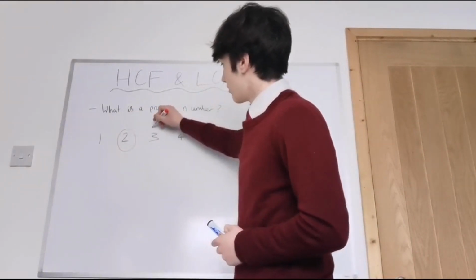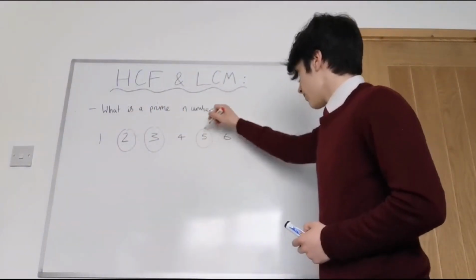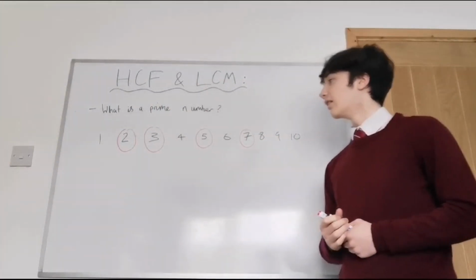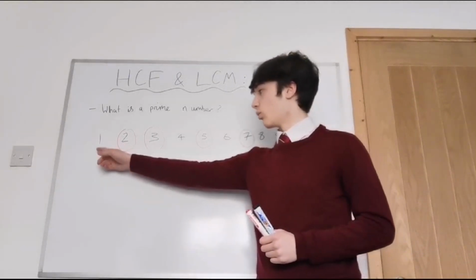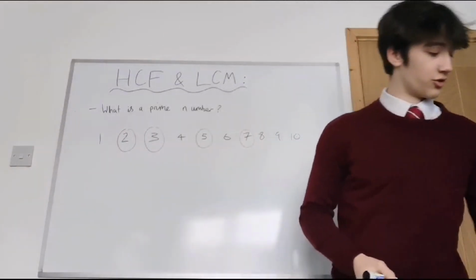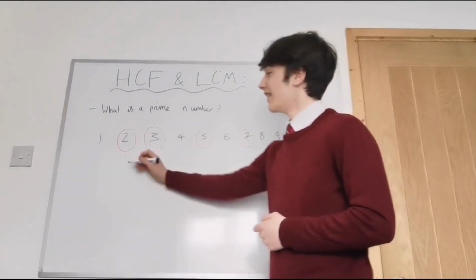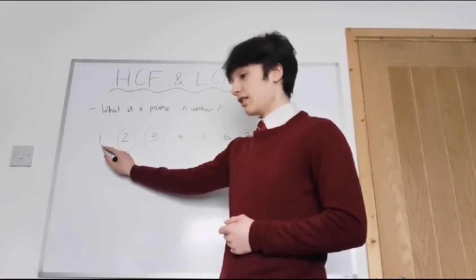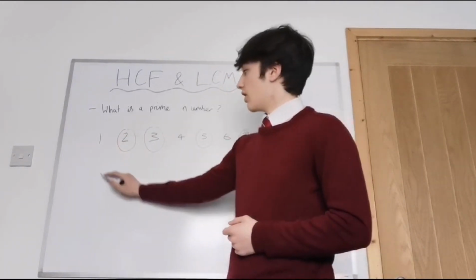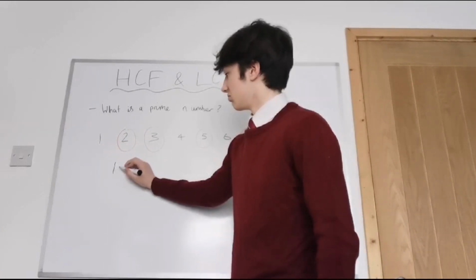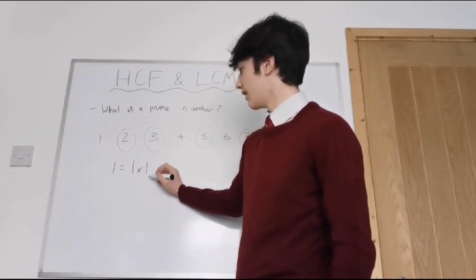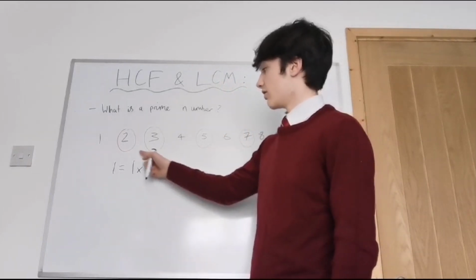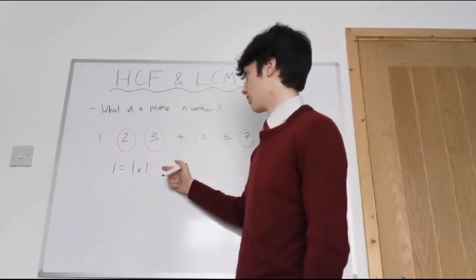So 2 is a prime number, 3 is a prime number, 5, 7, and those are all the prime numbers from 1 to 10. You may be wondering why 1 isn't a prime number. In the definition, it says that a prime number is a number that can only be divisible by 1 and itself. The factors of 1 are only 1 times 1, and the definition says it has to have 2 factors. This is only 1 factor, so 1 is not a prime number.